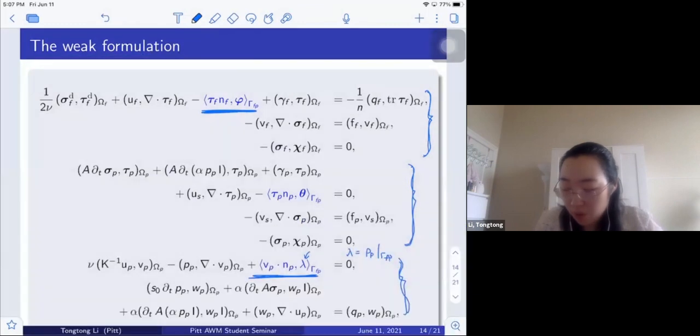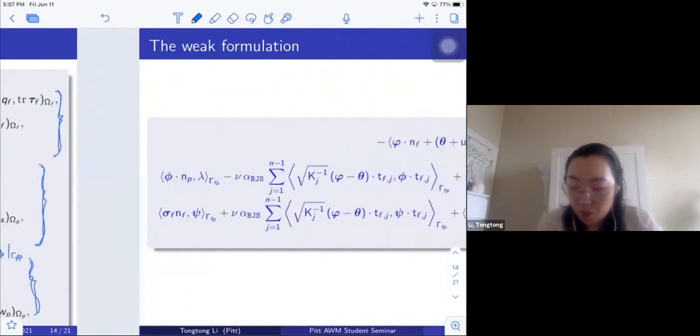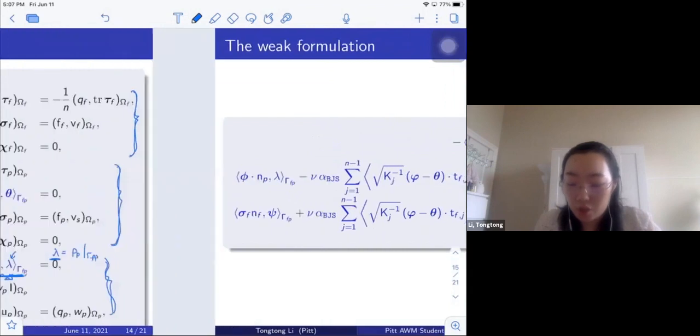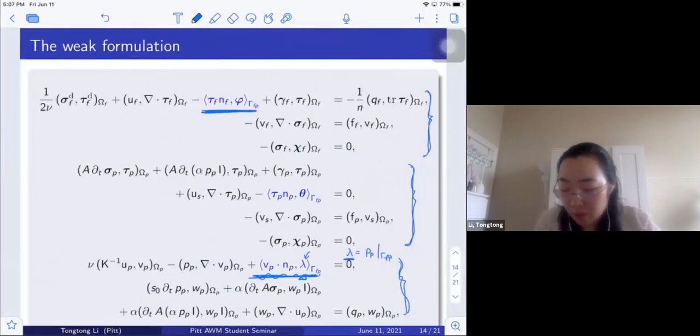One reason that we are introducing this lambda is that if you put PP here, this term in terms of the Sobolev space setup is not going to be well defined. So we have to include another Lagrange multiplier. And the other reason is that we are going to use the Lagrange multiplier to impose the interface conditions weakly. Because of these two reasons, we are introducing the Lagrange multipliers.